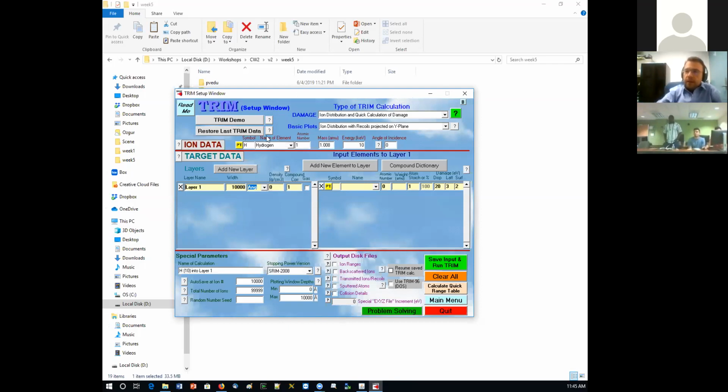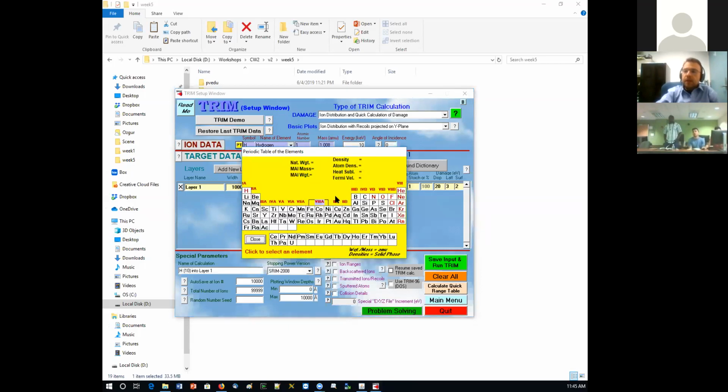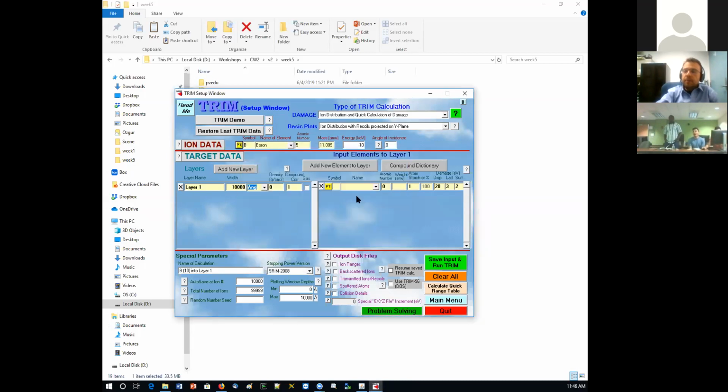And here, this portion is the ion data. This portion is the target data. So I choose my boron ion on the periodic table, my acceptor. It says atomic number 5. Great. Mass is 11.